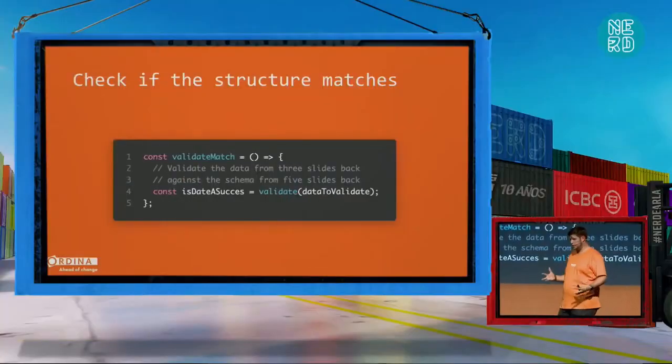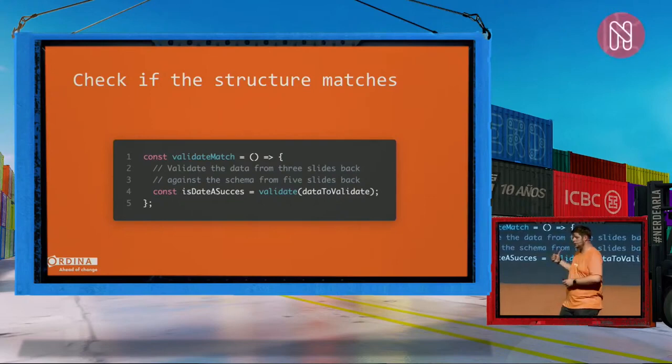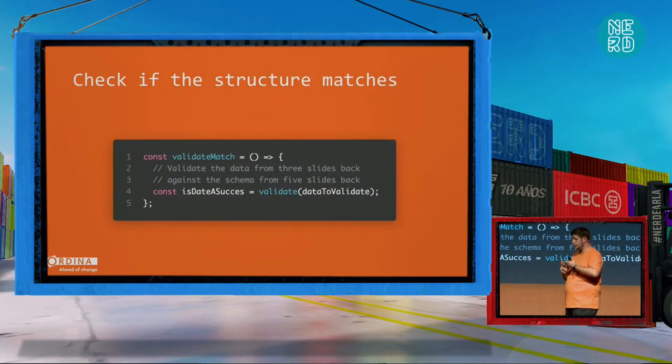Now they need to see if the structure actually matches. So they create this function where they say, is data success? And they validate the data they previously gathered. Validate is that object that we saw on the previous slide, which was returned by that AGV NPM package.